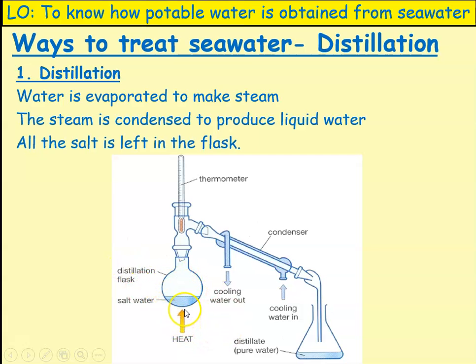We'd heat that, and when it gets to 100 degrees, the water would boil off, but the salt would remain behind. So the water turns into steam and carries on up this tube. The steam is diverted down this tube into what's called the condenser, and around the condenser we have a jacket which contains cold water which surrounds that condenser.